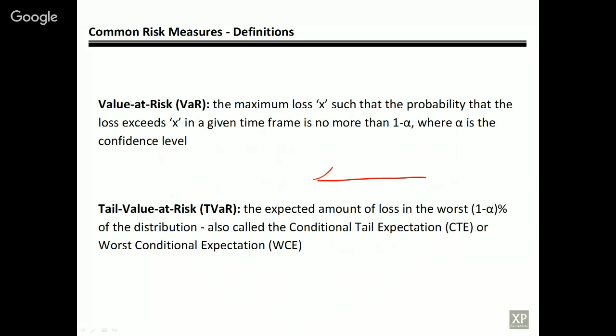So suppose we have a distribution, and we select a point right here, 1 minus alpha. This point on the distribution right here is our VAR. The tail VAR is the average of the values past VAR. We'll cover these later on in the video.